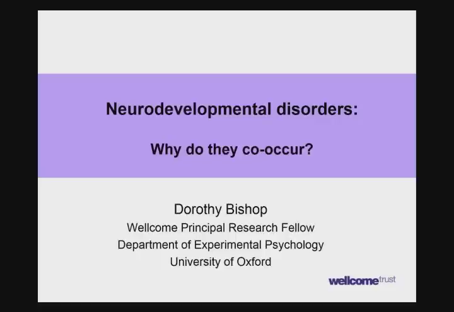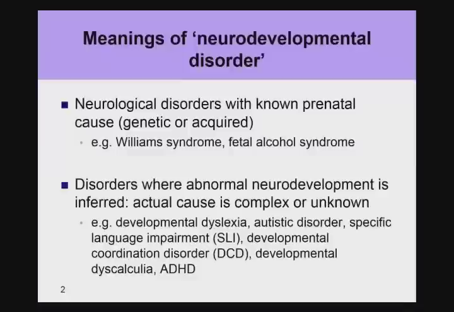So I'm going to discuss why different things co-occur that are often conceptually kept quite distinct. And Sue says, well, I'm going to tell you the answer. I'm not sure that I am, but I'm certainly going to tell you how we're looking at it and the way to think about this, I think. But first of all, I have to define what I mean by a neurodevelopmental disorder.